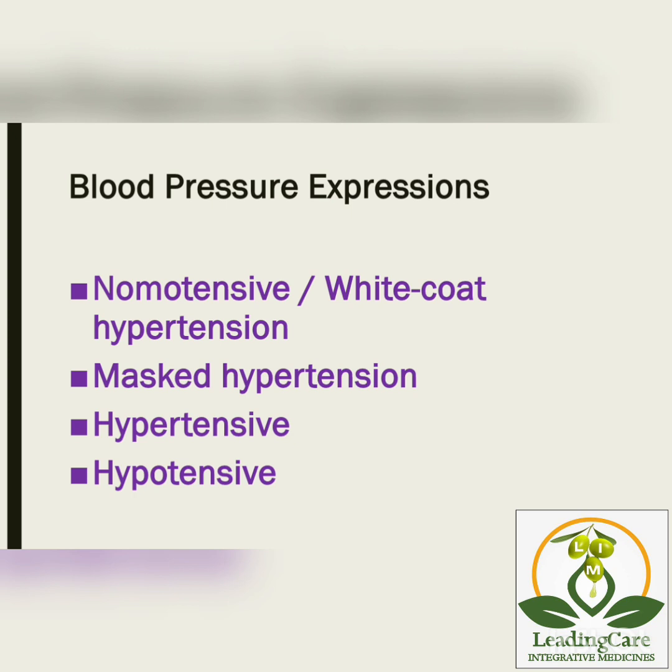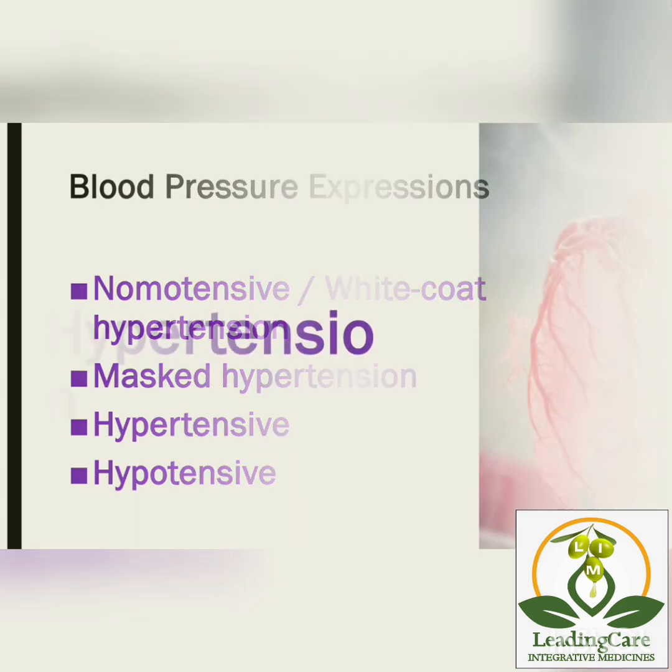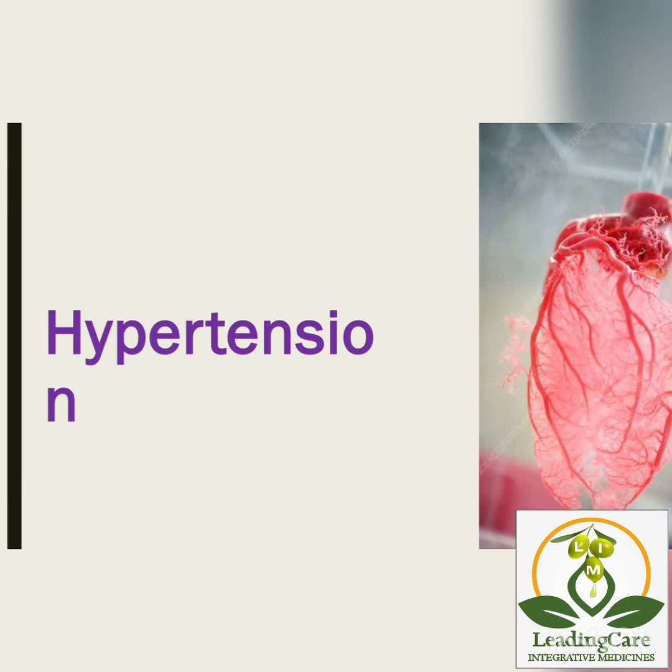On the flip side is masked hypertension. At home, you measure it and it is abnormal, you have hypertension. On getting to the clinic or the hospital, they measure it and tell you your blood pressure is normal. We also have hypertensive, which is an abnormal blood pressure that is higher, while hypotensive is lower.